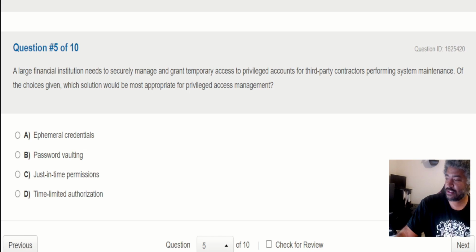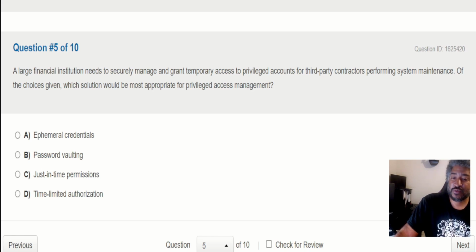All right, so question number 5 says a large financial institution needs to securely manage and grant temporary access to privileged accounts for third-party contractors performing security maintenance. Of the choices given, which solution would be the most appropriate for privileged access management? So our options are ephemeral credentials, password vaulting, just-in-time permissions, and time-limited authorizations. I'll give you a few seconds to come up with your thoughts.